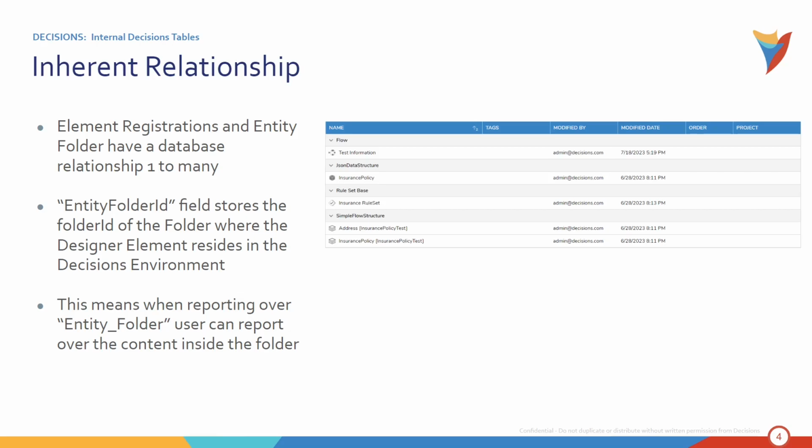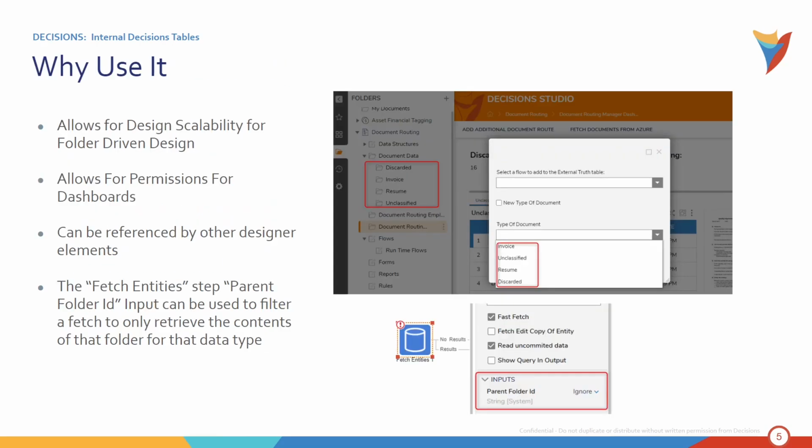Because later on in the document routing project, we'll actually have you fetch all of the designer elements or flows that are inside of the runtime designer folder. And then you can display those flows on a form to allow people to add additional routes. So that's how that works, and that's why it's critical and important.